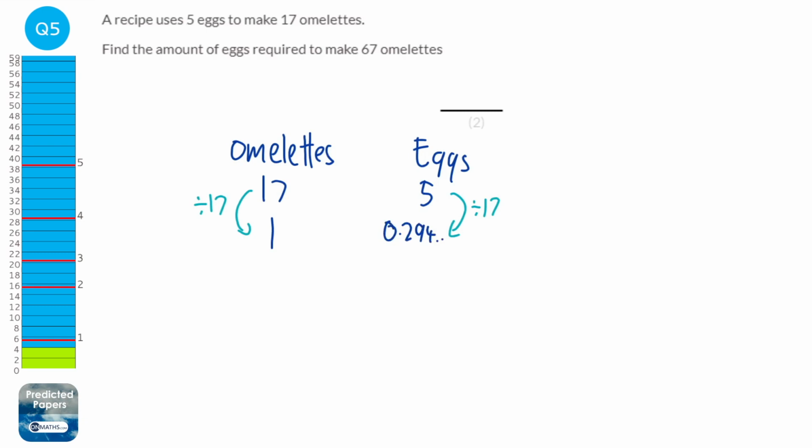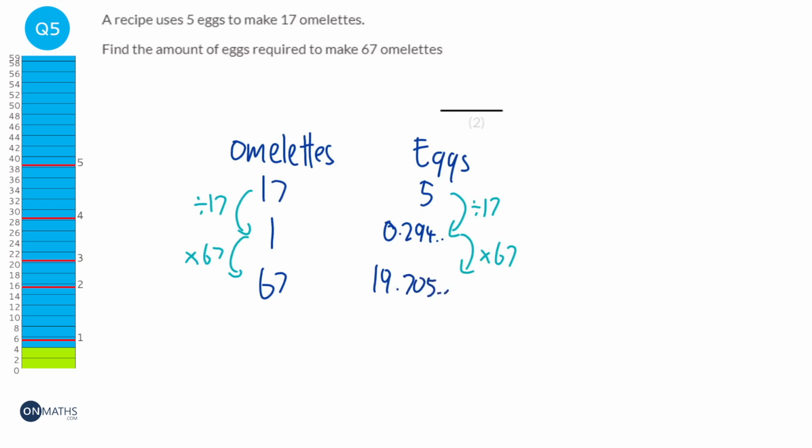Next we want to see how many for 67 omelettes. And to get to 67 from 1, we times by 67, so we do that to the amount of eggs, and we get 19.705 and so on. Now you can't get 0.705 of an egg. We always round with eggs, and we always round upwards, because if you need 19.7, 19 won't be enough, so we need to pick 20 eggs.